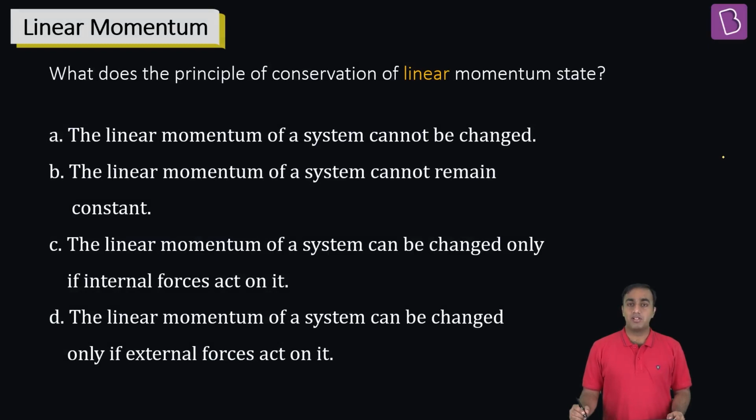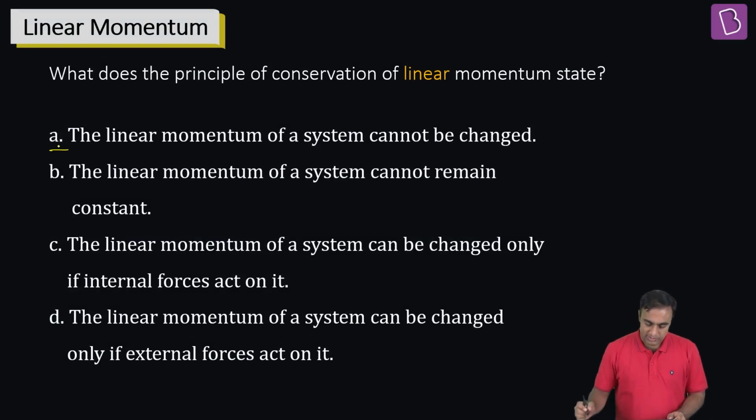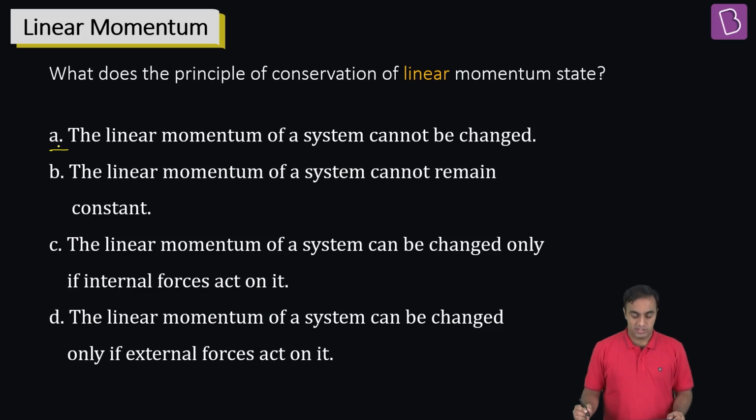Next, we have a simple, straightforward conceptual question. It says, what does the principle of conservation of linear momentum state? Option A, linear momentum of a system cannot be changed. Option B, linear momentum of a system cannot remain constant. Option C, linear momentum of a system can be changed only if internal forces act on it. Option D, linear momentum can change for a system if external forces act on it.